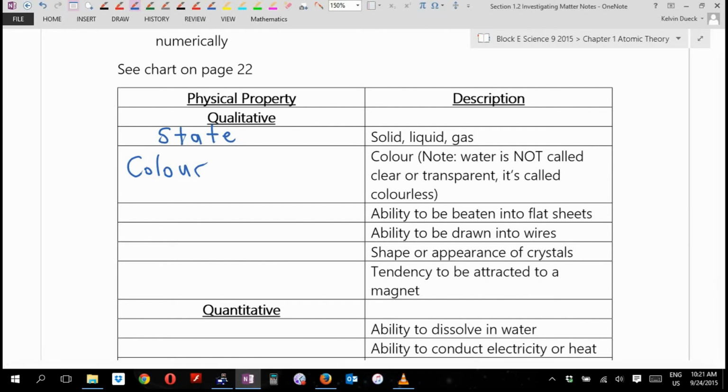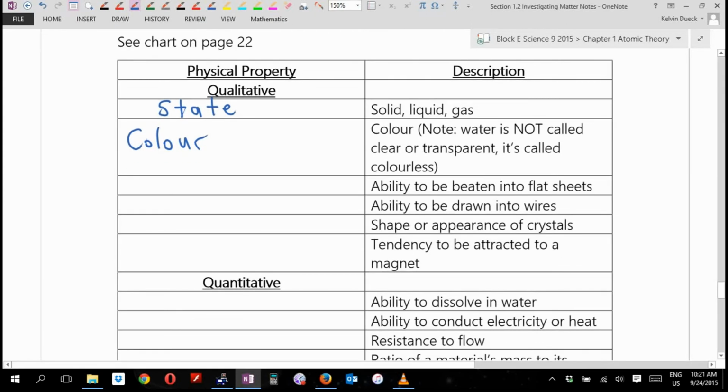Okay. What do we call the ability to be beaten into flat sheets? Cole says our offensive line? No, no, no. We mean in science here. What do we call the ability to be beaten into flat sheets? What's that called? It's on page 22 there somewhere. Begins with the letter M? Yeah? Malleability.